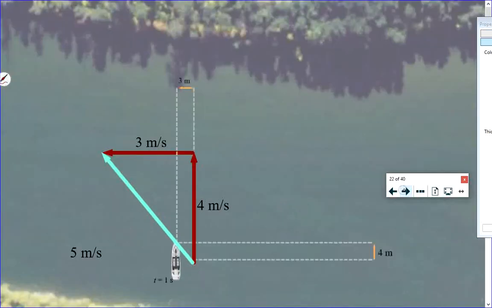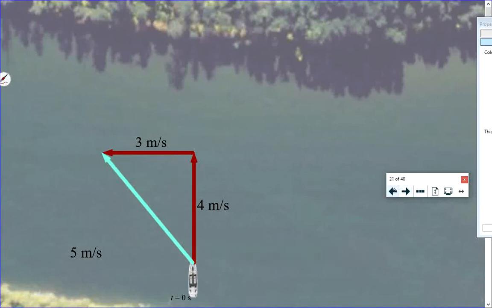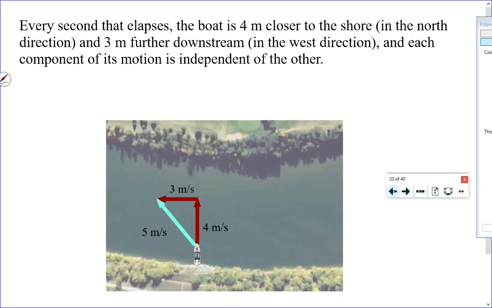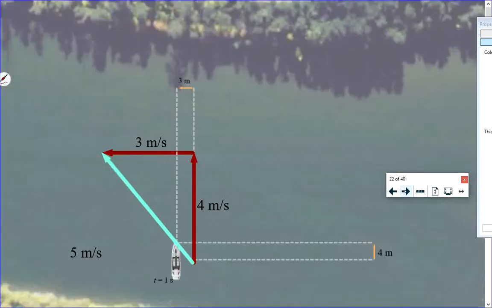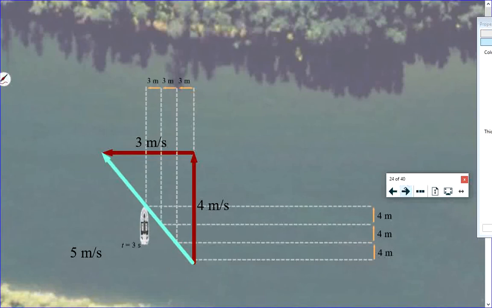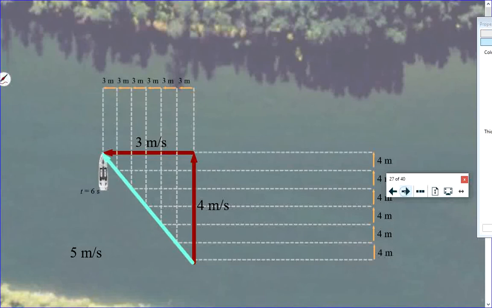So what's happening is this. 1 second goes by, and the tip of the boat went from here, to here. And it's traveled 4 meters north, and it's traveled 3 meters west. And that continues. It's traveling at 3 meters per second west. It is. But it's also traveling at 4 meters per second north. This is a huge idea to wrap your head around for the next few lessons with projectile motion.